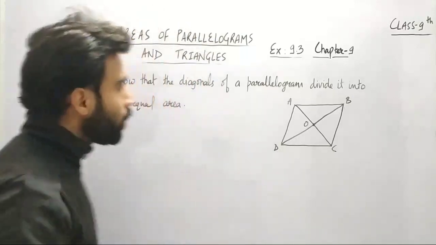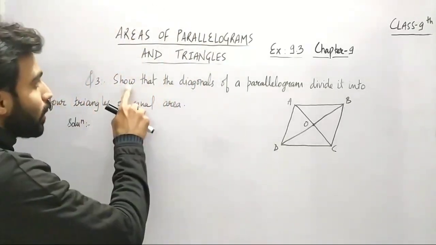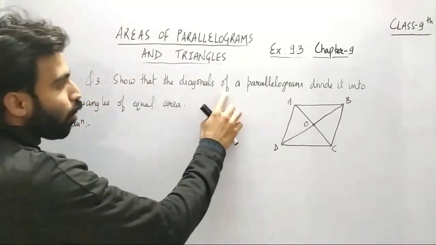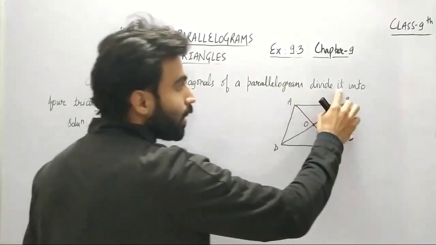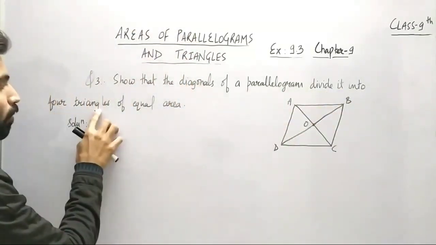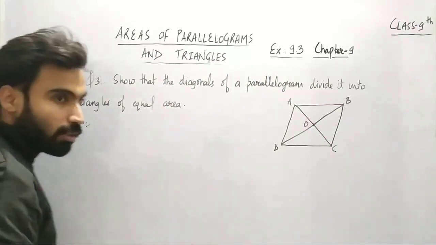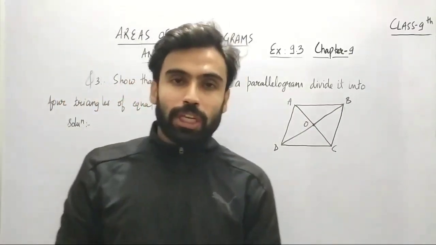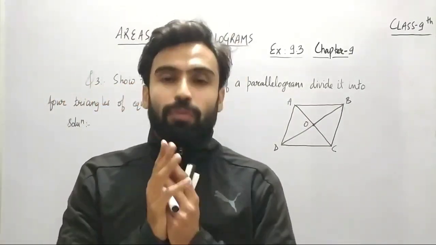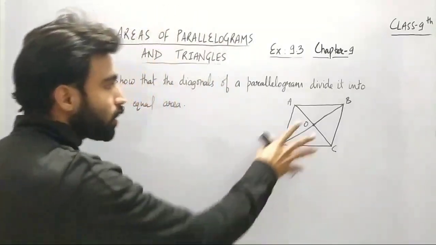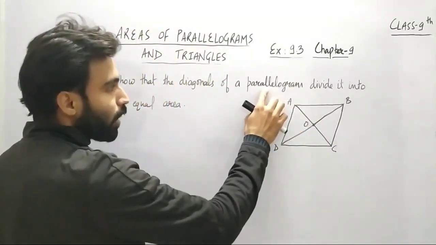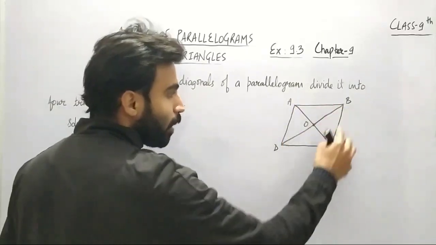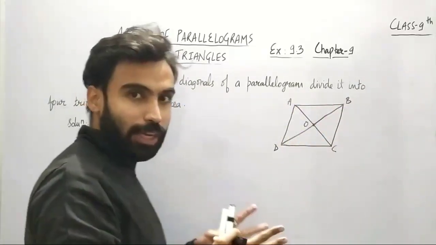So you can see question number 3 here is that show that the diagonals of a parallelogram divide it into 4 triangles of equal area. So again यहाँ पे इस question का भी हमें diagram जो है वो given नहीं है. We have to draw that diagram. So you can see यहाँ पे as it is given that we have to take a parallelogram. So you can see ABCD is a parallelogram that I have taken here.